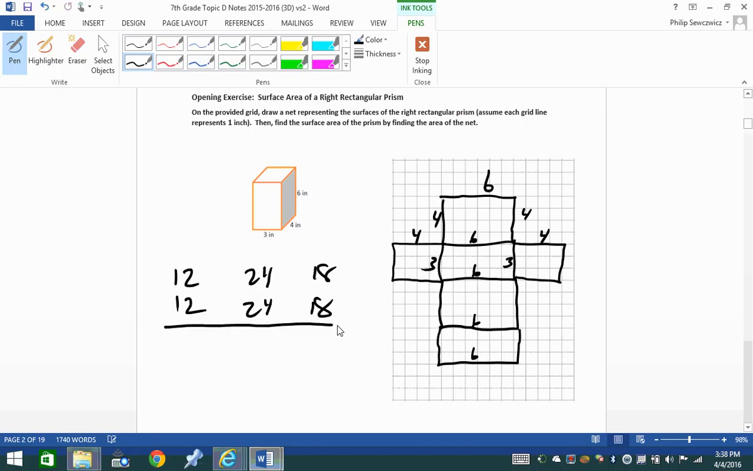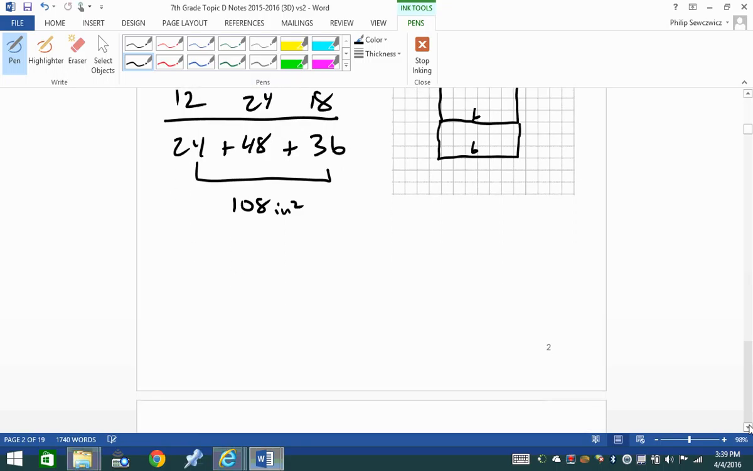So we can add them all up: that's a 24, that's a 48, that's a 36. I'm actually going to add these guys first because they're going to come out cleaner, ending in that 0. That's 60. 60 plus 48 would be 108. So it'd be 108 inches squared. Okay, that's fine. Again, the process is a little drawn out there.